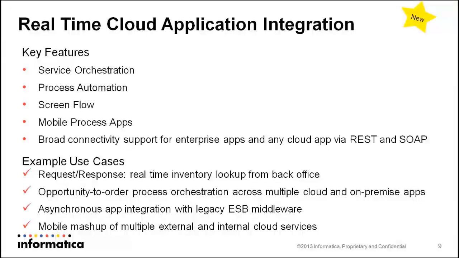The second one is a more involved one, which is a long-running process from opportunity to order, cutting across multiple systems. Here you may typically be looking at Salesforce as your CRM system, your ERP environment may be E-Business or SAP, and your order processing and fulfillment may be some other third-party enterprise or cloud application. You want to stitch all those services together to build a complex process, and this type of solution requires a very strong orchestration engine underneath, which is what Informatica Cloud offers.